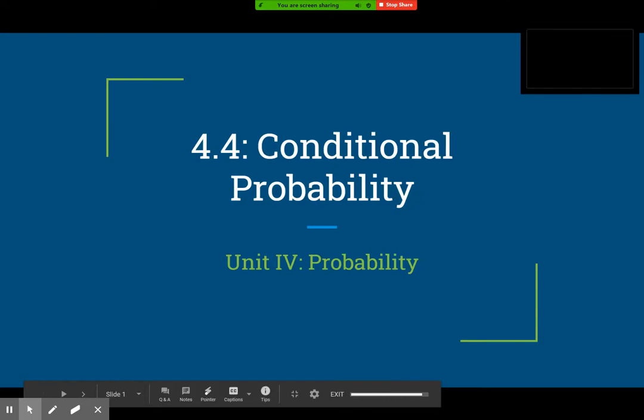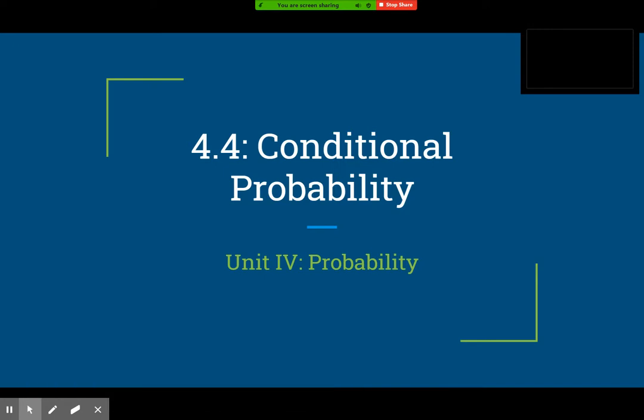Okay, you can label it that. 4.4 conditional probability. You guys aren't going to write anything down until I ask you to write stuff down. There's a couple, first couple problems I just want to talk about. Let's just go through them, soak it in before you write anything down.